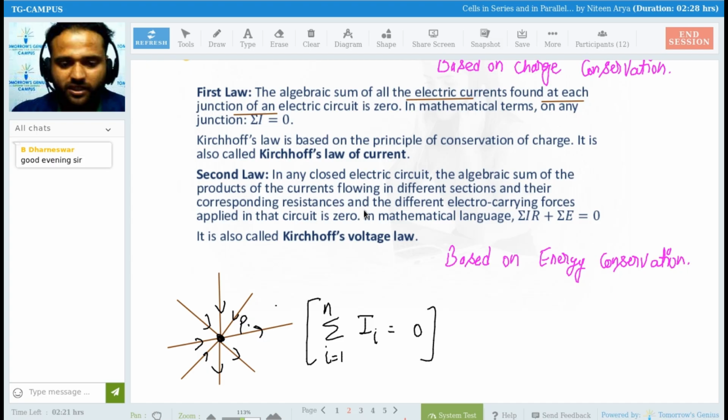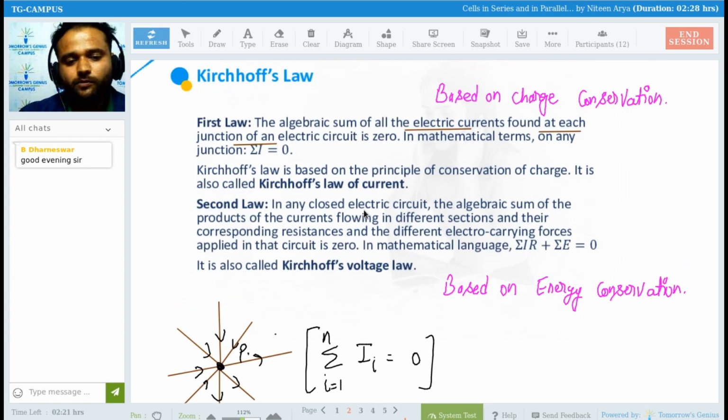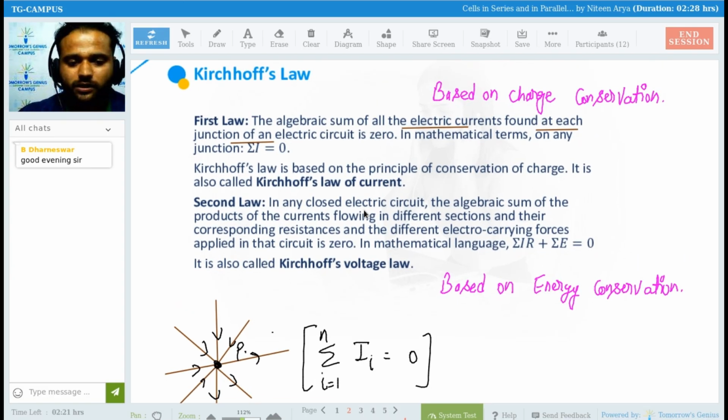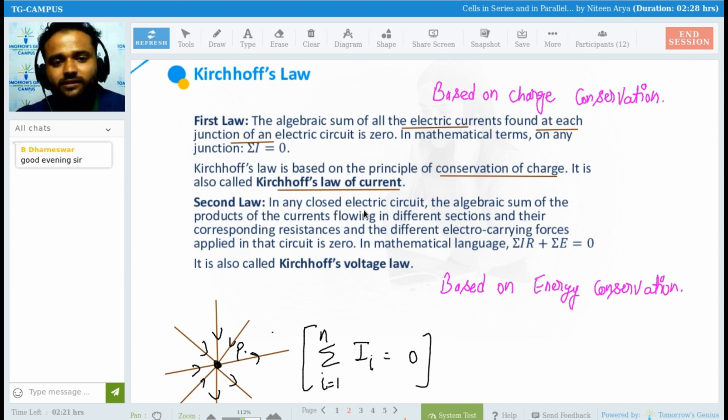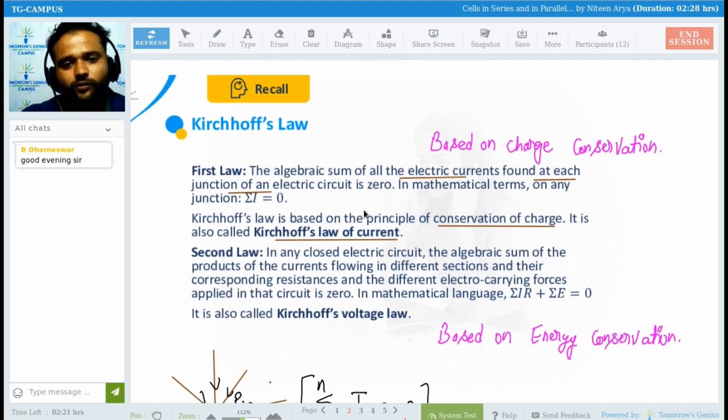It means at a junction some current is going inward and some current is going outward, so the net sum of all the currents is 0. This Kirchhoff's law is based on the principle of conservation of charge, as we discussed in the previous class. It is also called Kirchhoff's law of current. Is this clear, everyone? This is just a revision. If you want a detailed explanation, you can watch the previous lecture video.